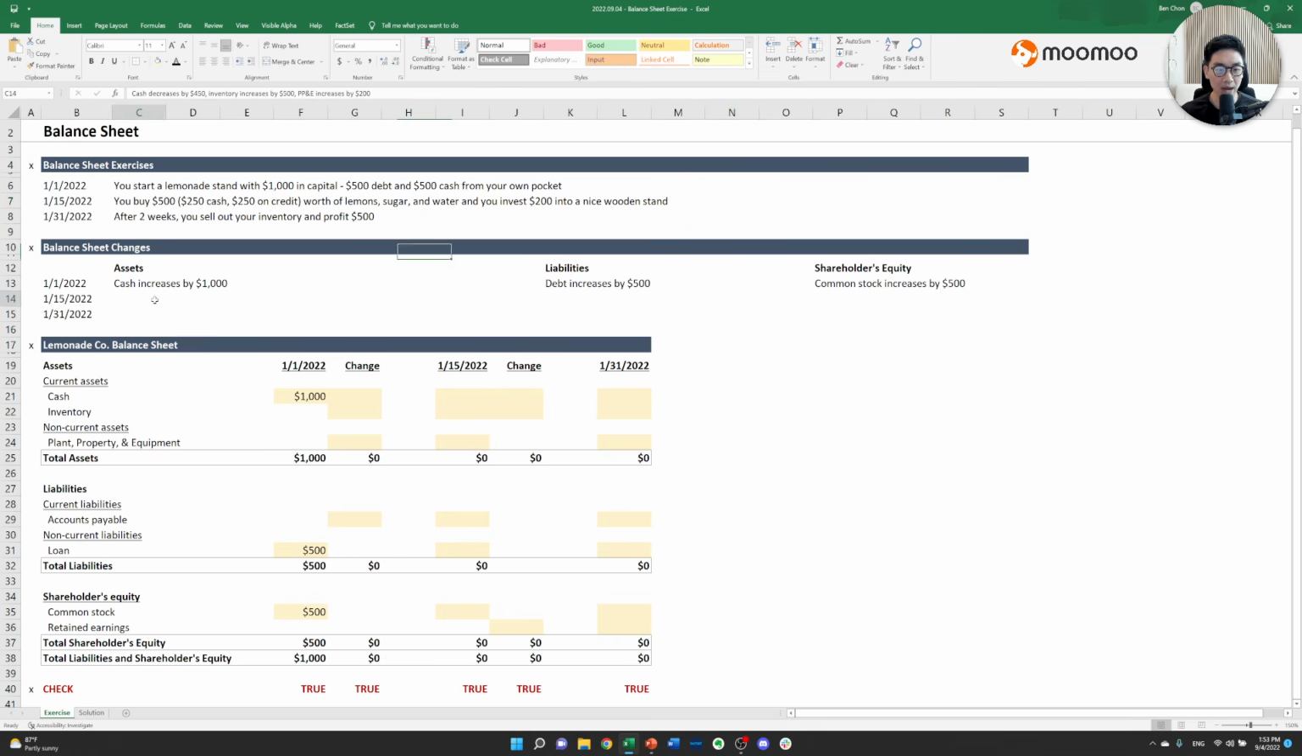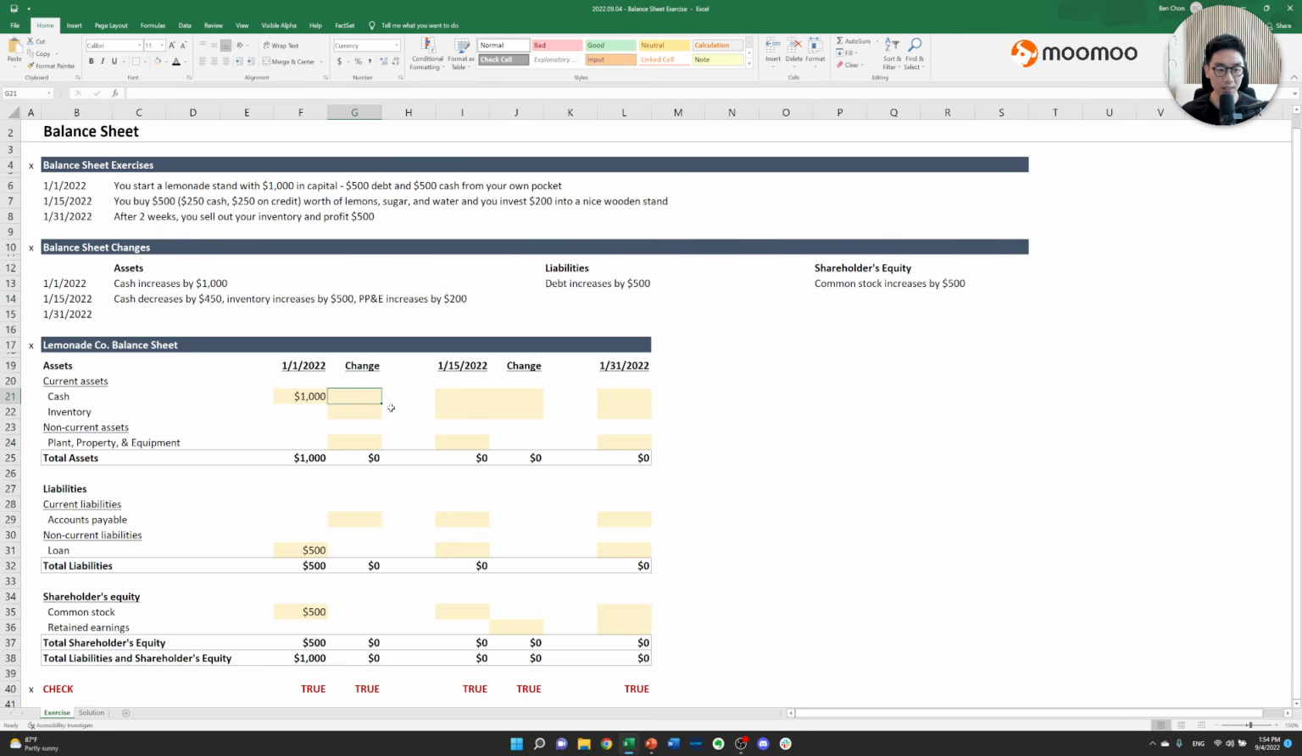So let's think about what happens here. Your cash decreases by $450. And the way we get to that is you pay $250 worth of cash here for your inventory, and then $200 for your wooden stand. So that's a $450 decrease in cash. Your inventory increases by $500 because you bought $500 worth of lemons, sugar, and water. And then your plant, property, and equipment increases by $200 here because you bought your wooden stand, right?